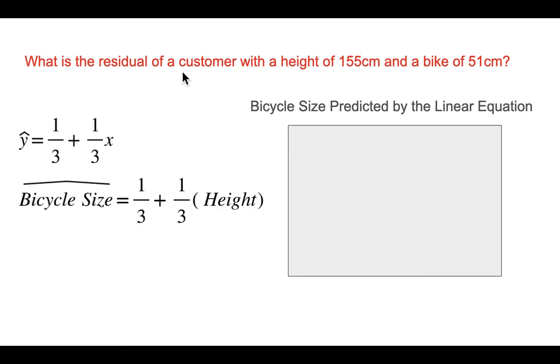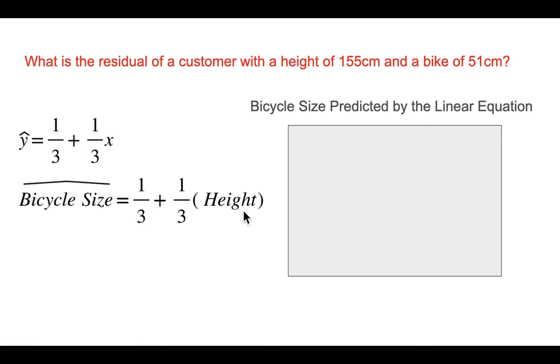I just restated the question at the top of this slide. I also restated the equation, but notice I rewrote my equation using the units and clarification of the variable, because that's what's interesting to us in statistics: we're descriptive. We want to describe what the variables stand for. So the predicted value of y is the predicted bicycle size. So the predicted bicycle size can be given by the equation 1/3 plus 1/3 times a person's height.